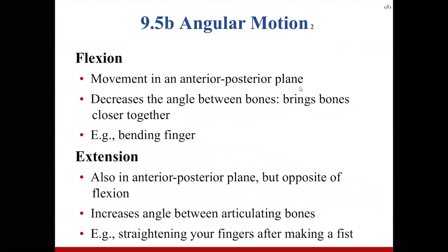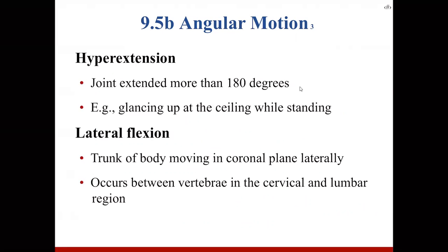Flexion is movement in the anterior and posterior plane, and it's going to bring the bones closer together. So if you bend your finger and make a fist, that's flexion. Extension is the opposite of flexion. Extension is when you increase the angle, so you open up your hand after making a fist. Hyperextension is extending the joint more than 180 degrees.